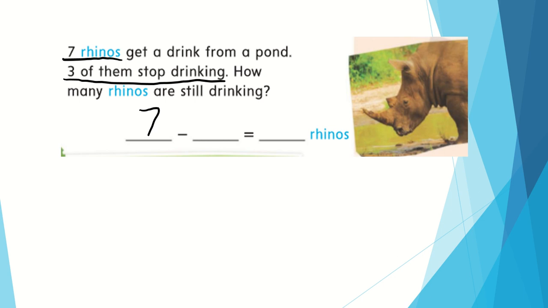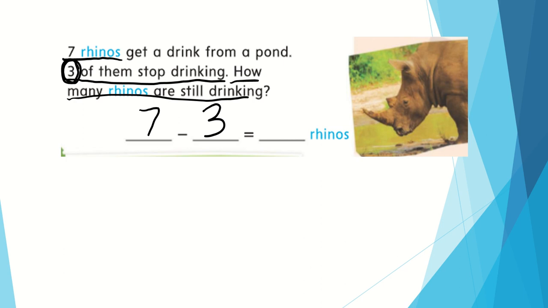We have to figure out what we're trying to figure out. It says how many rhinos are still drinking here. So that means we have to talk about how many stop drinking to take that one away. And we know that 3 rhinos stopped drinking. And now let's figure it out.